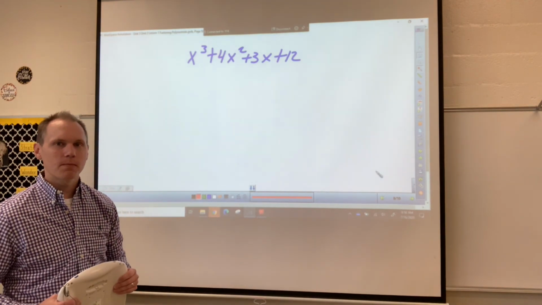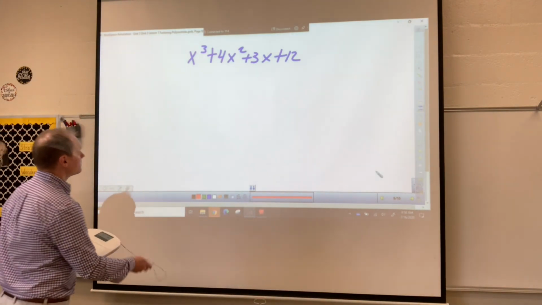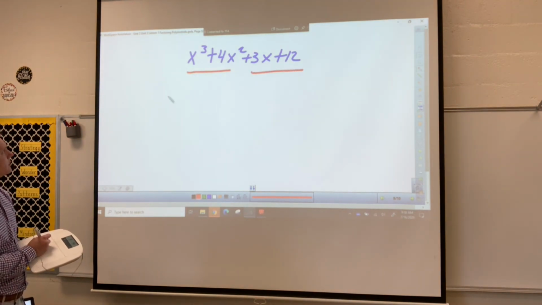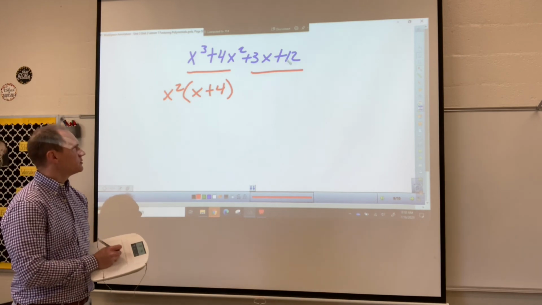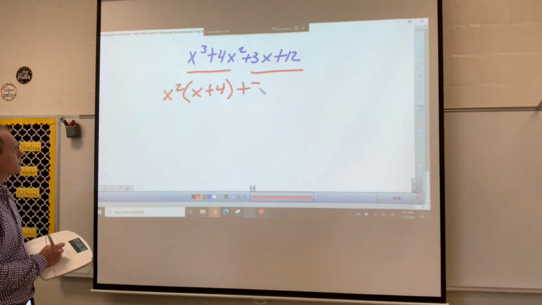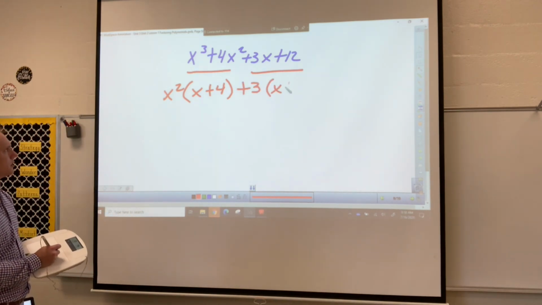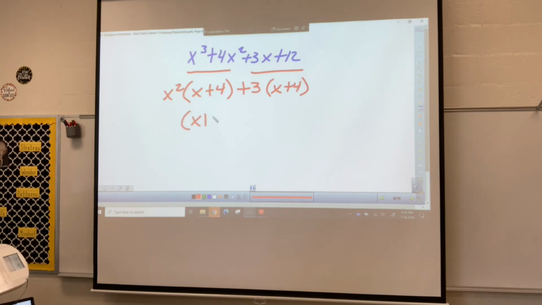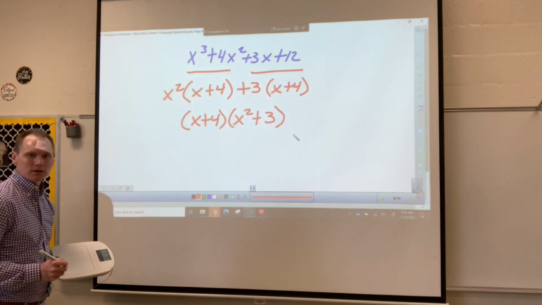Okay, so on this one, what can we factor out of the first two terms? X squared. X squared, that leaves us with x plus 4. And then the last two terms? 3, leaving us with x plus 4. So now we can factor out x plus 4 from the entire thing, leaving us with x squared plus 3. Any questions on that one?